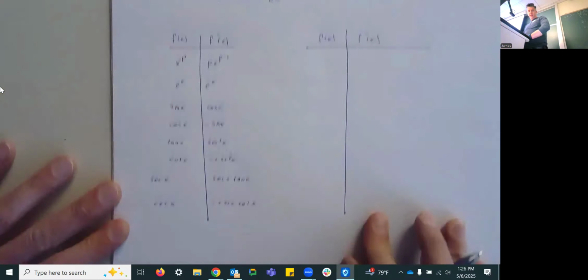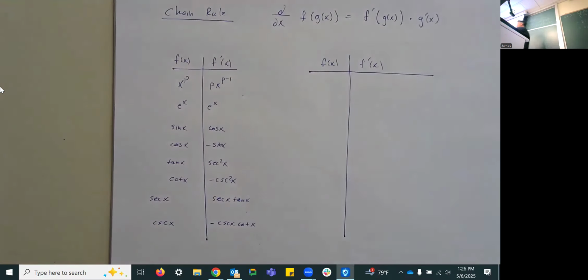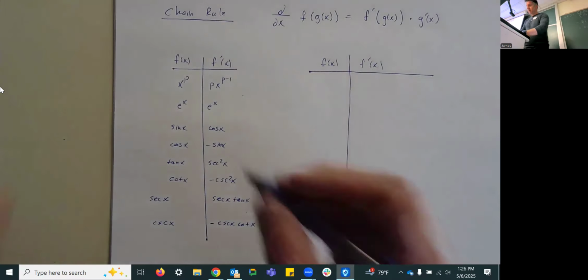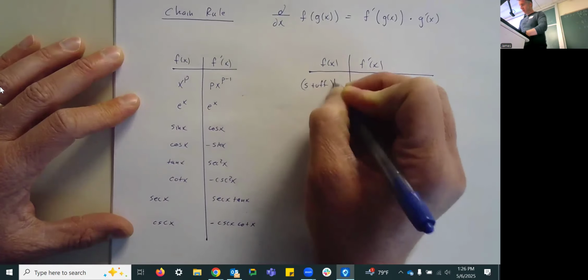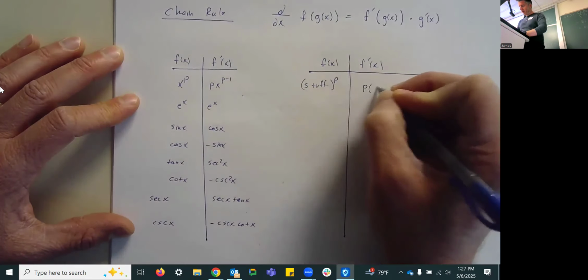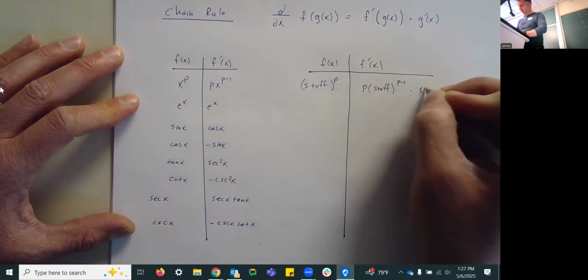Sorry, you can't quite see that. Here's all I'm going to do. In every one of those functions, I'm going to replace the x with stuff, and then the derivative, in addition to replacing the x with stuff, I'm going to multiply by the derivative of the stuff. So for example, if I have stuff to some power, the derivative is that power times stuff to the power minus 1 times the derivative of the stuff.